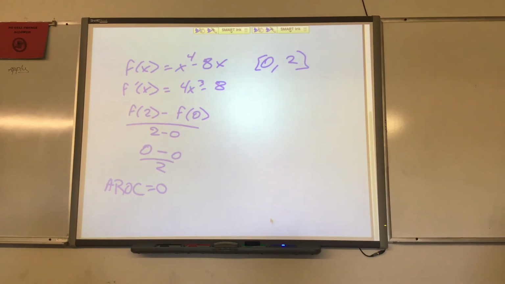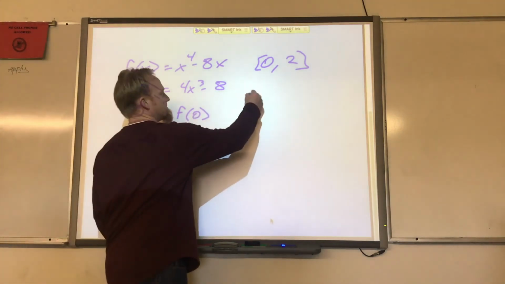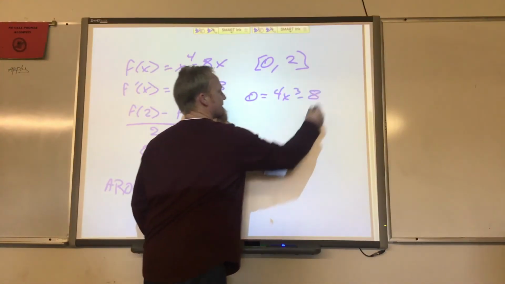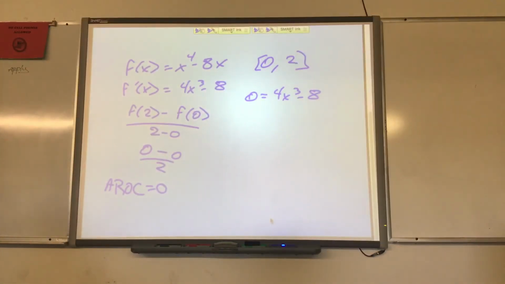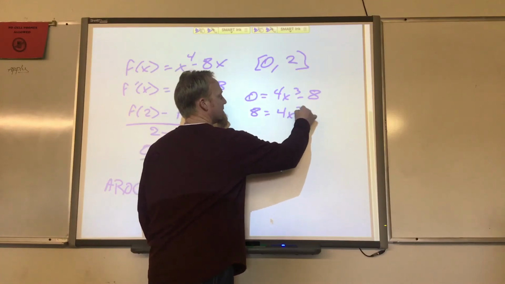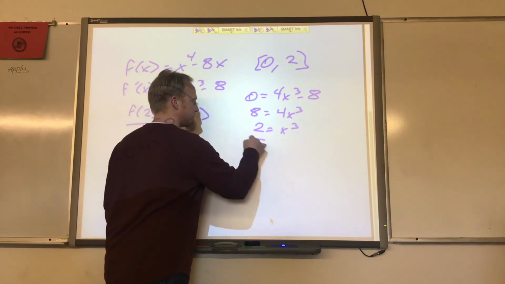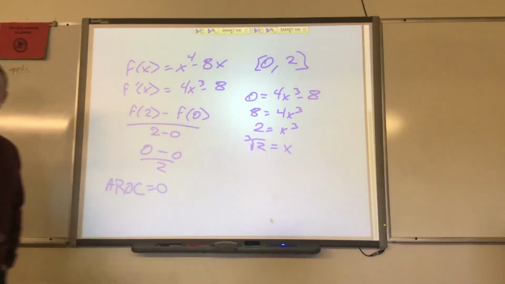Now the MVT guarantees that somewhere between 0 and 2, what else equals 0? IROC. Where do we get IROC from? The derivative. So I want my derivative to equal what? 0. So what am I going to do? I'm going to set them equal and solve for x, and I'm guaranteed to have an x that is between 0 and 2. So how do I solve it? We'll add 8, and then I get x equals the cube root of 2.